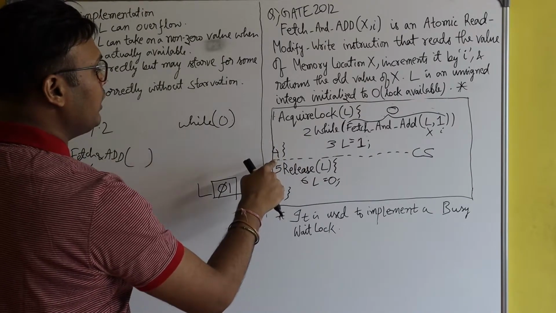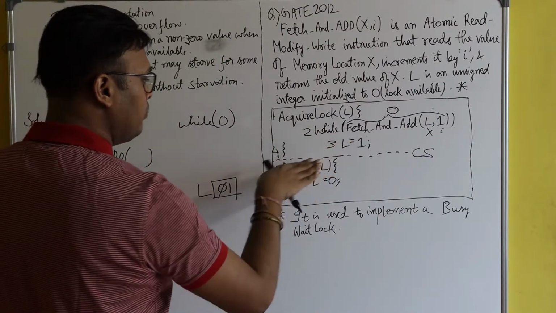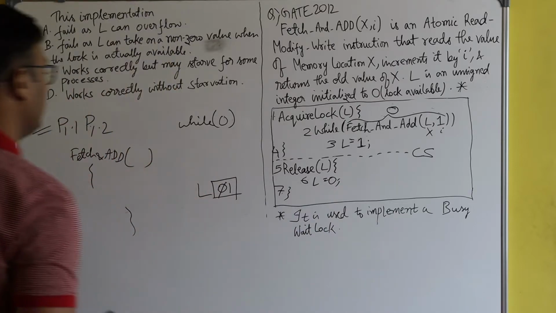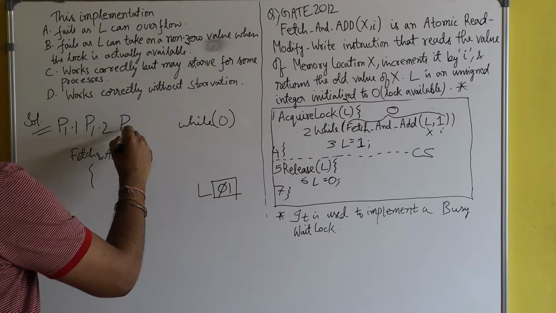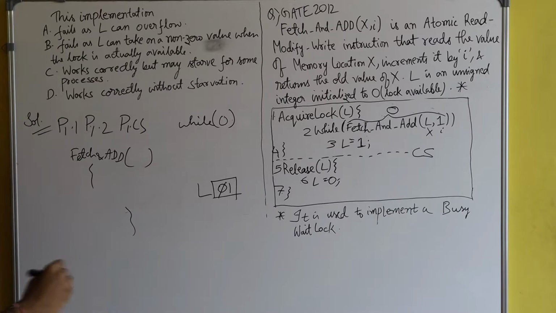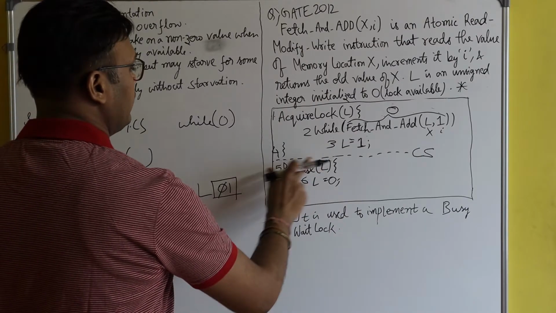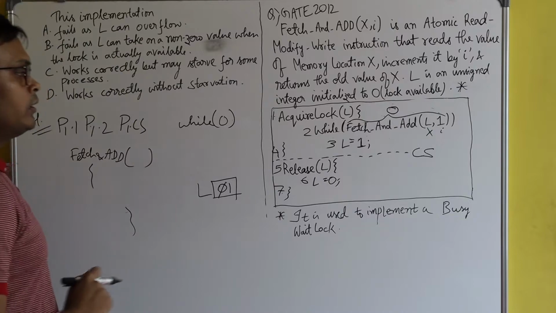So now P1 will directly go to the exit section. So now P1 is inside the critical section. Okay, till now you have understood? Fine. So you see P1 is inside the critical section.